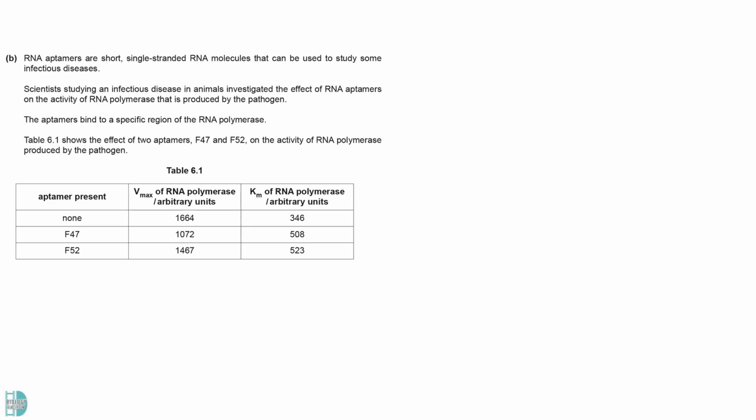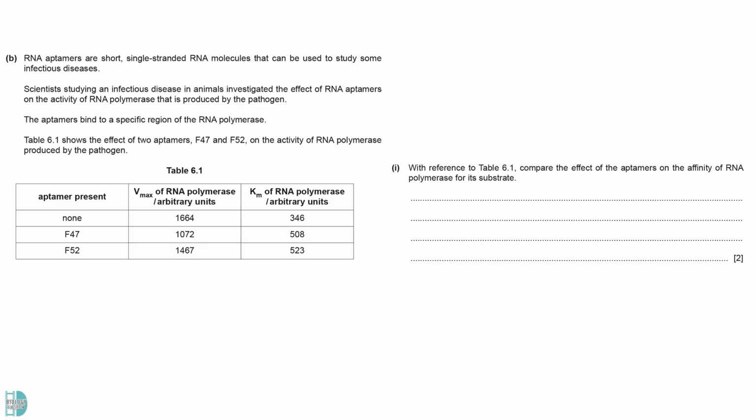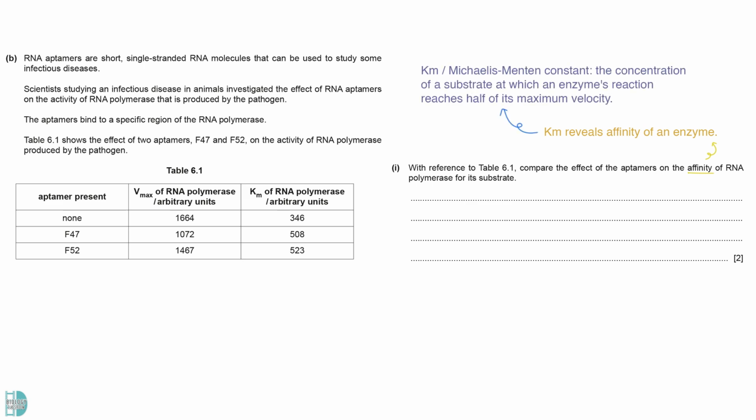Table 6.1 shows the effect of two RNA aptamers on the activity of RNA polymerase. B1 wants you to compare the effect of the aptamers on the affinity of RNA polymerase for its substrate. To comment on the affinity of an enzyme, you need to look at the Km value. The Km value, or Michaelis-Menten constant, is the concentration of a substrate at which an enzyme's reaction reaches half of its maximum velocity. If the Km value is higher, a greater concentration of substrate is required to reach half of Vmax. This means the enzyme does not bind so well with the substrate. It is said to have a lower affinity.